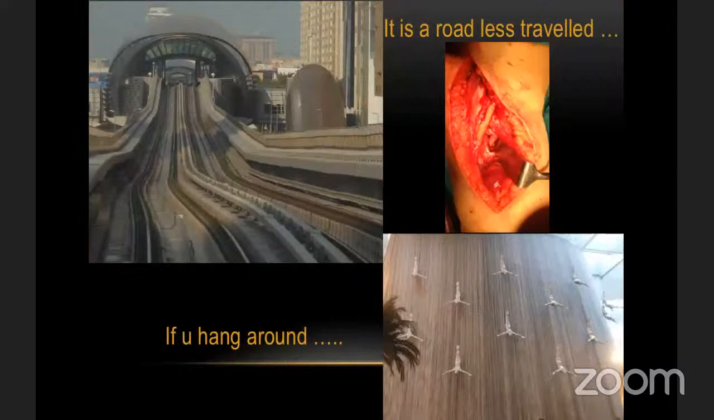So it's a road which is less traveled. But I say if you hang around, you can reach the destination perfectly well. So this is a very nice approach for a particular set of fractures, and it gives a perfect window to work in if you know the anatomy very well. Thank you very much, sir.